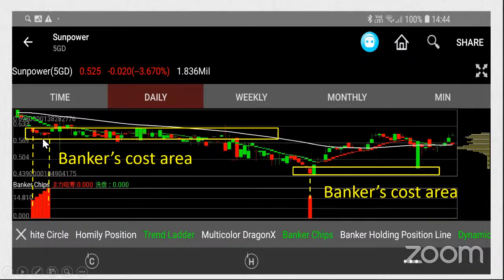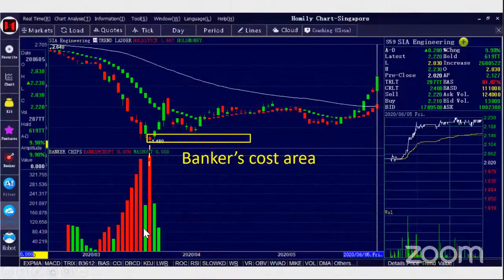In one situation, you check the high and the low for that period. If it's just one single red bar, you check the high and the low of the candle corresponding to that red bar. And sometimes we have flashing out, right? So don't forget, sometimes we have red bars and green bars of banker chips appearing at the same time, like this case. And sometimes you see them appear for a long time. Then how do we analyze? This is a more complicated situation. So how do we decide the banker's cost area?